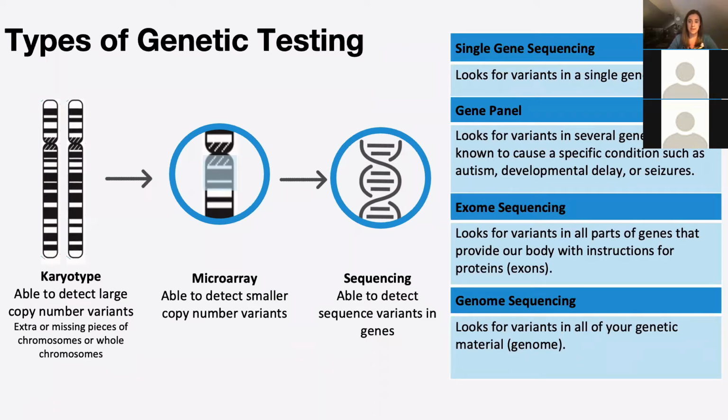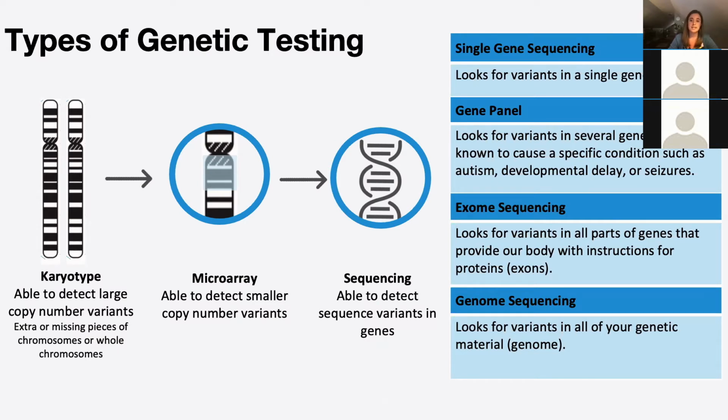If we zoom in a bit more and want to identify smaller copy number variants, this is often done with what's called a chromosomal microarray. We're still looking for missing or extra pieces. We're just able to pick up things that might be a little bit smaller than what karyotype can identify.